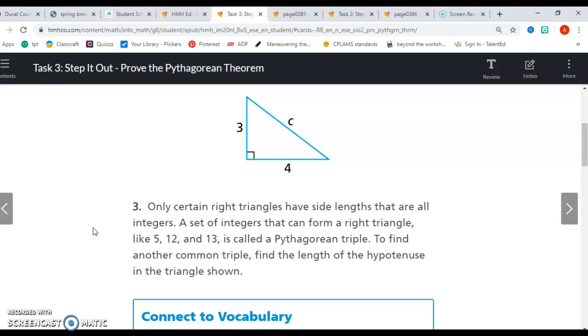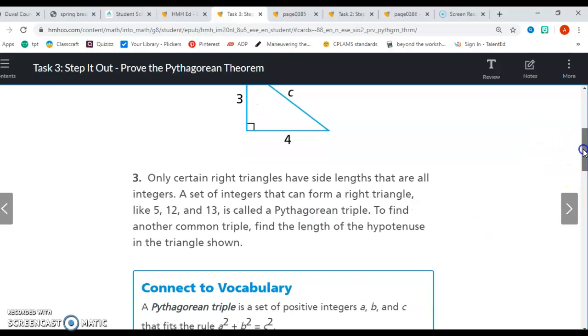They will not include fractions. They are only whole numbers. A set of integers that can form a right triangle is called a Pythagorean triple. For example, if we had side lengths of 5 and 12 with a hypotenuse of 13, these are all whole numbers, these are all integers, so we know this is a Pythagorean triple. Kind of like a grand slam. When all three side lengths are integers, first, second, and third base are whole numbers, then we can call this a Pythagorean triple. If you're a baseball fan, that may make sense.